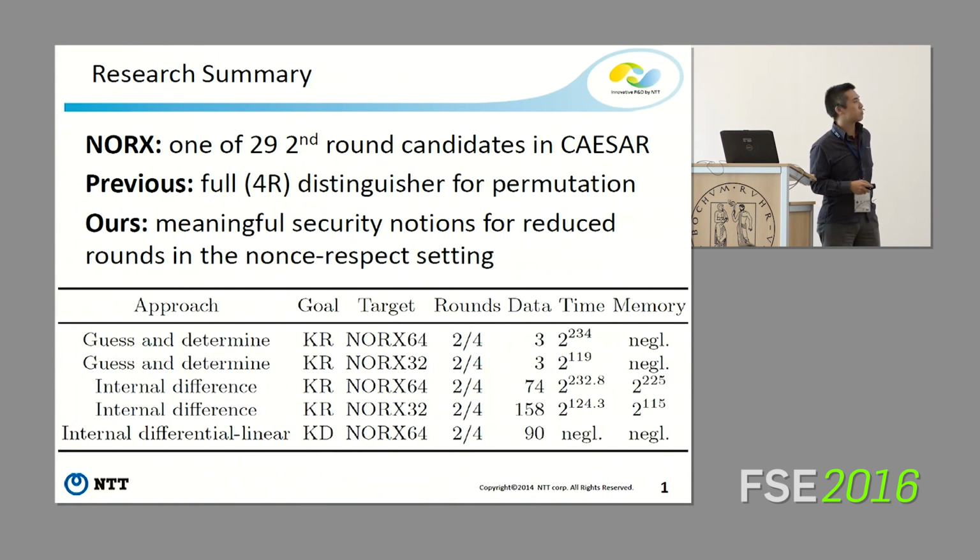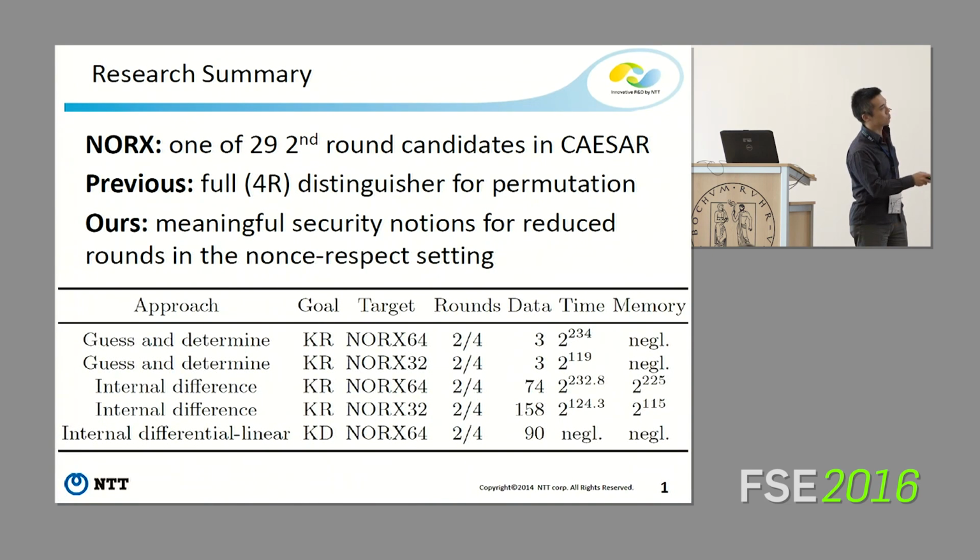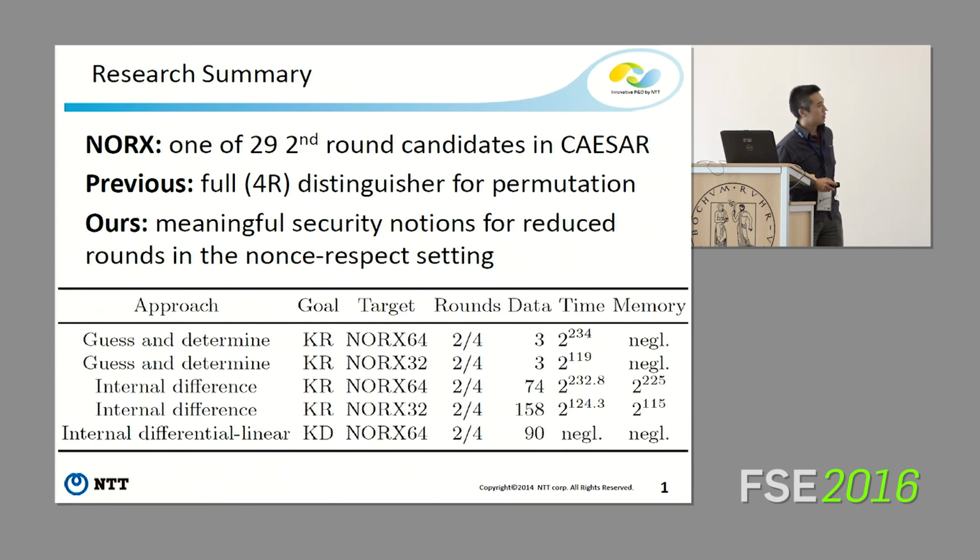So we tried two approaches. One is guess and determine, and another is internal difference. And the result is, we could break half of the full rounds, 2 out of 4 rounds. And we also proposed a key stream distinguisher with practical complexity.